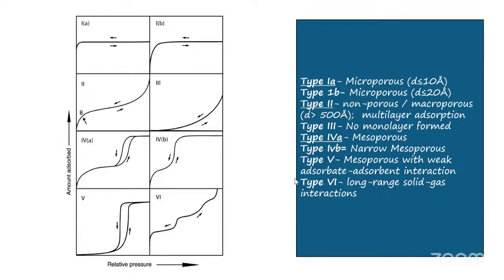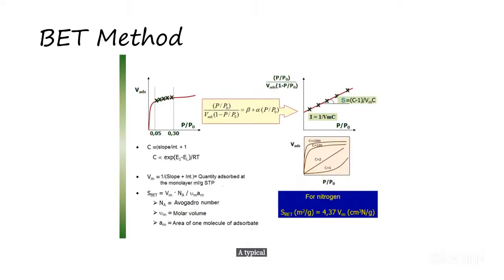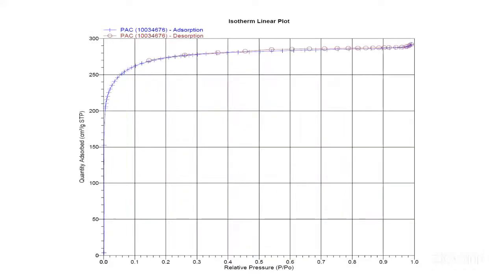A typical type 1b isotherm, and it's an activated carbon. Sorry about that. Just wanted to show you something.